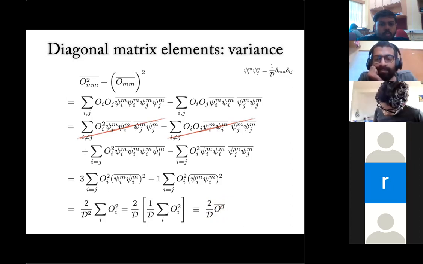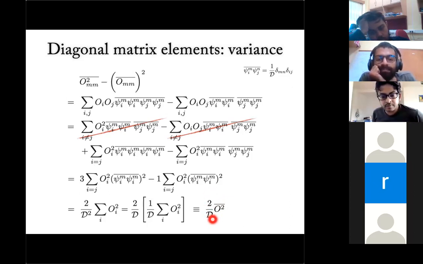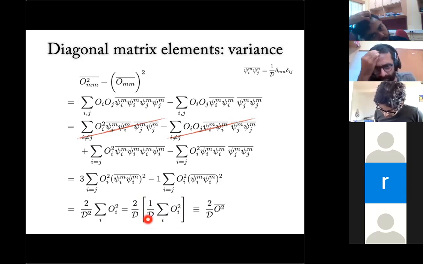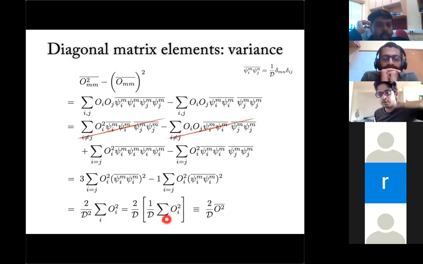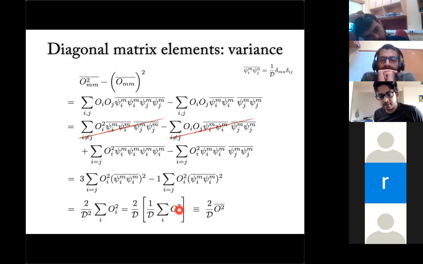That is clear. But what this says is that you have this suppression by 1 over d, which means that the fluctuations are actually suppressed. If you have a large random matrix, then this is 1 over n. So the fluctuations about the mean for diagonal matrix elements are suppressed by 1 over d. That's what this says. It was useful to rescale things in this way because this is an order one quantity: i runs from one to d, and these are all positive, and you divide by d. So this is an order one quantity, and the suppression is by one over d.